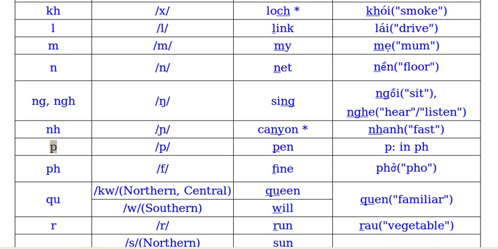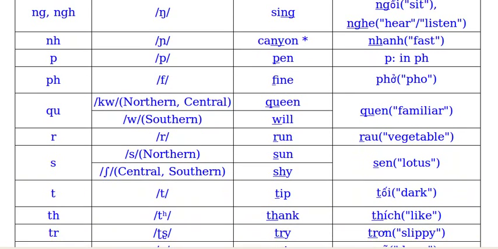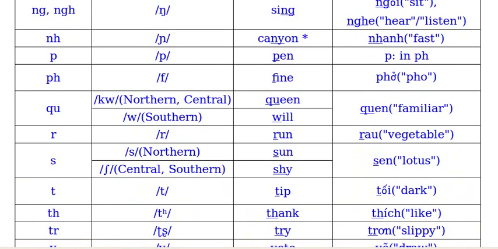The next consonant is the P as in pan. This consonant usually only appears in the PH cluster, so we see it immediately below. The PH cluster is pronounced as F as in fine. Example is pho. Pho is a very famous Vietnamese dish, so you're probably familiar with this word as well. Again, pho.